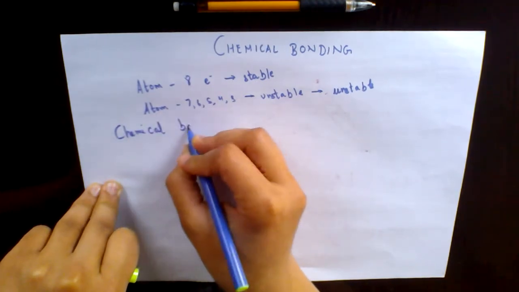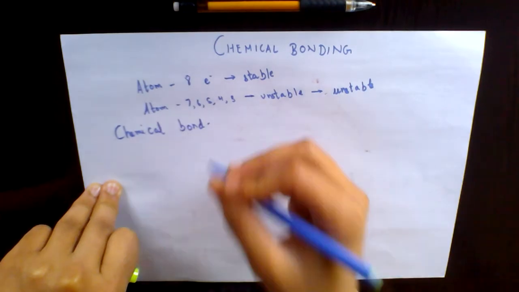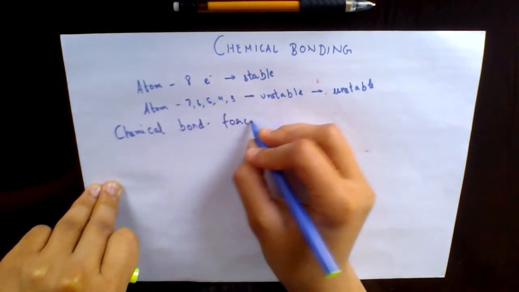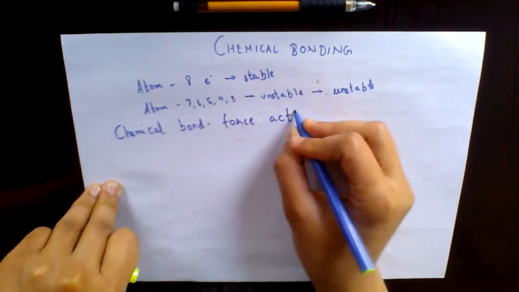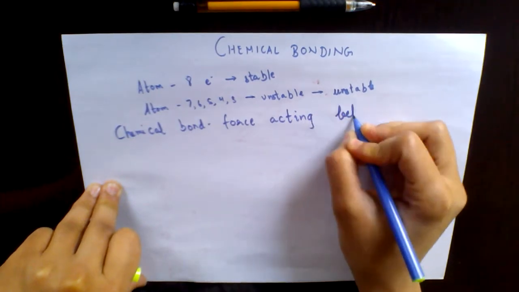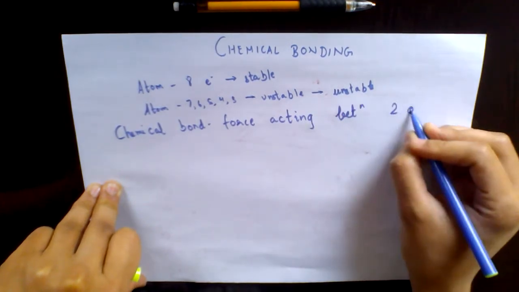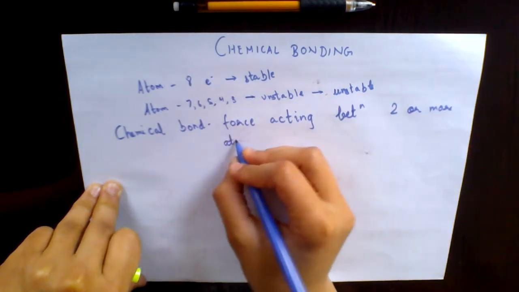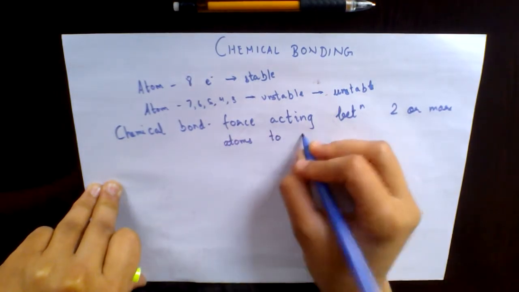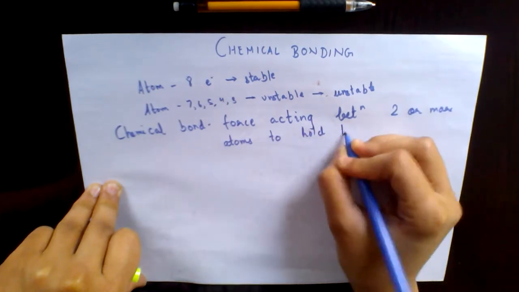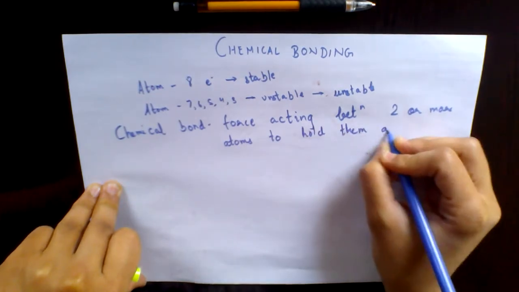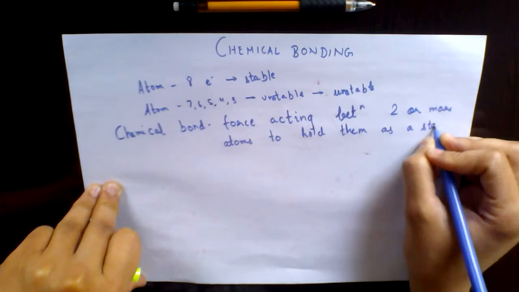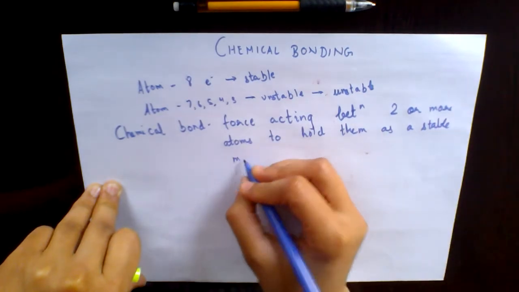A chemical bond is defined as the force acting between two or more atoms to hold them as a stable molecule.